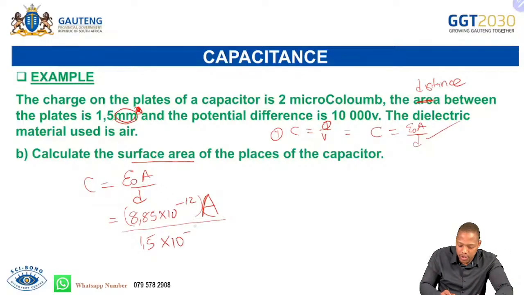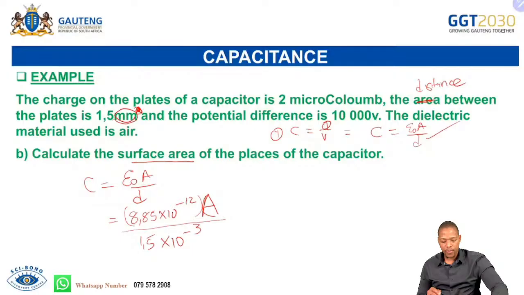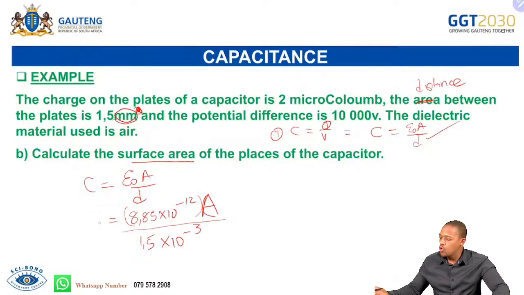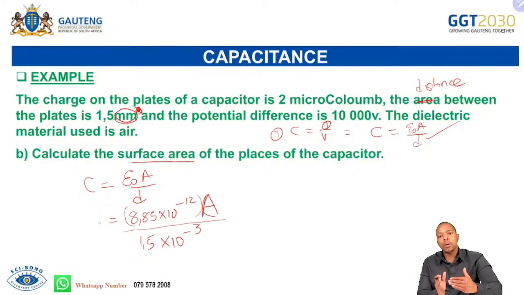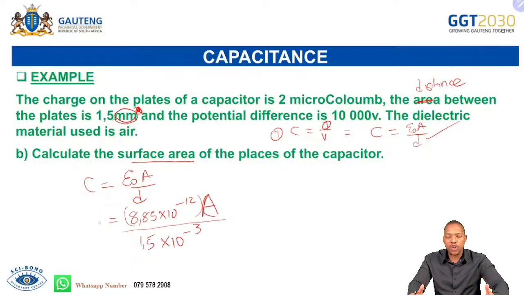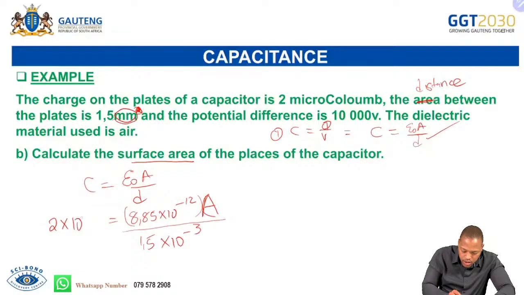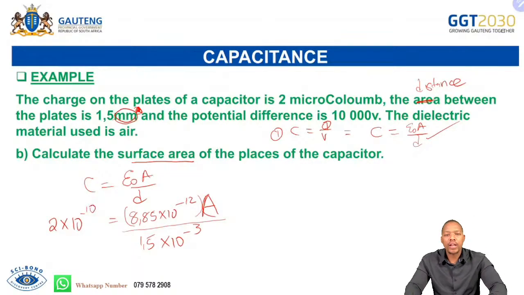That times 10 to the power of what? Minus 3. Okay. Now we have two unknowns. One person can say, this A is unknown, this C is unknown. But no, this C is not actually unknown. We calculated it previously because we're still within the same capacitor. We're talking about the same capacitor. Its capacitance cannot change, unless we actually change the make of the capacitor itself. So the capacitance is 2 times 10 to the power of negative 10.